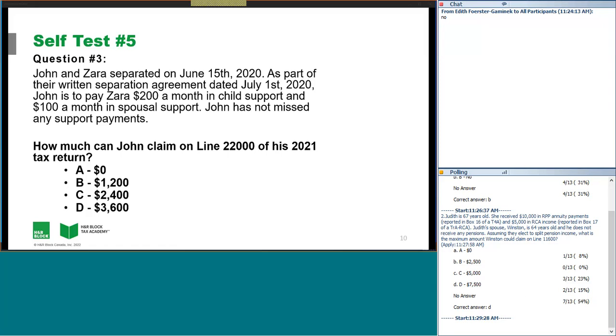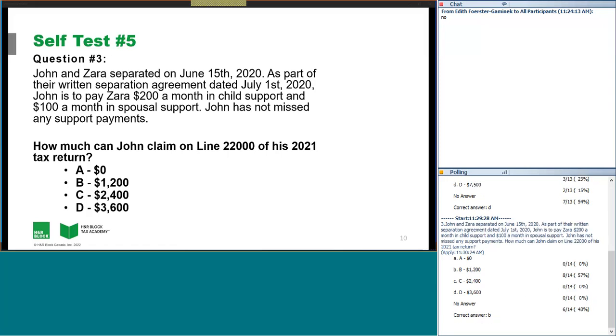In advance of the theory exam, I'm going to say start practicing reading your questions carefully. If they give you a line number, take a look at the T1 and make sure you know which line they're asking about. Okay. 6 people still haven't answered. I'm not seeing any movement, so we're going to go there.